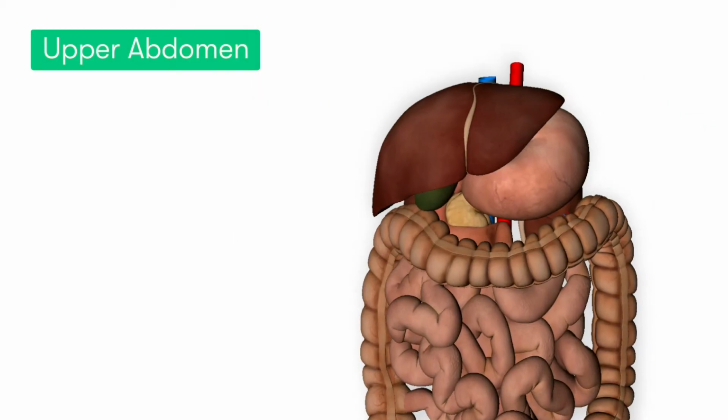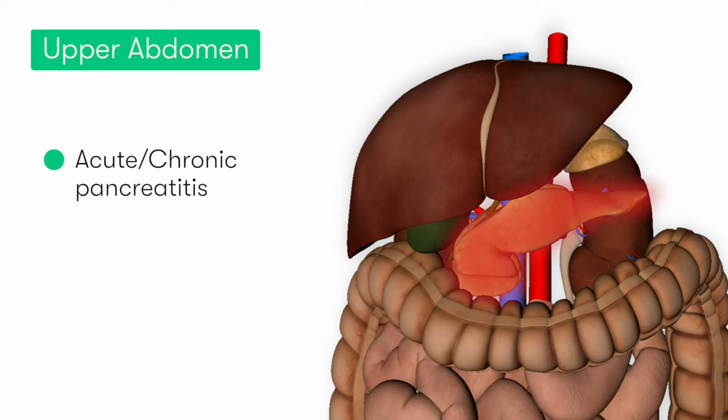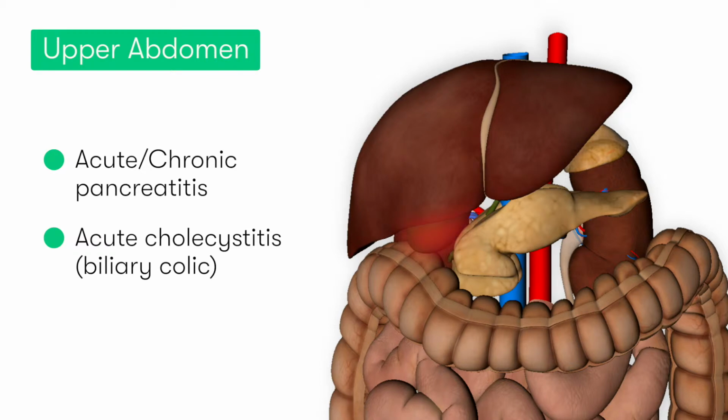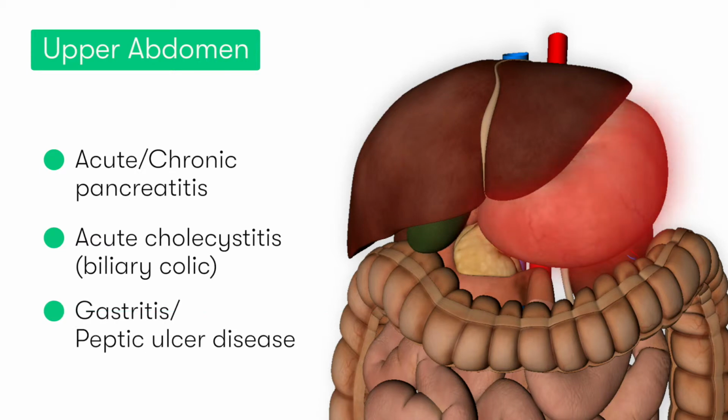The key differentials in the upper abdomen and epigastrium include acute or chronic pancreatitis, acute cholecystitis or biliary colic, and gastritis or peptic ulcer disease, which may or may not have perforated.